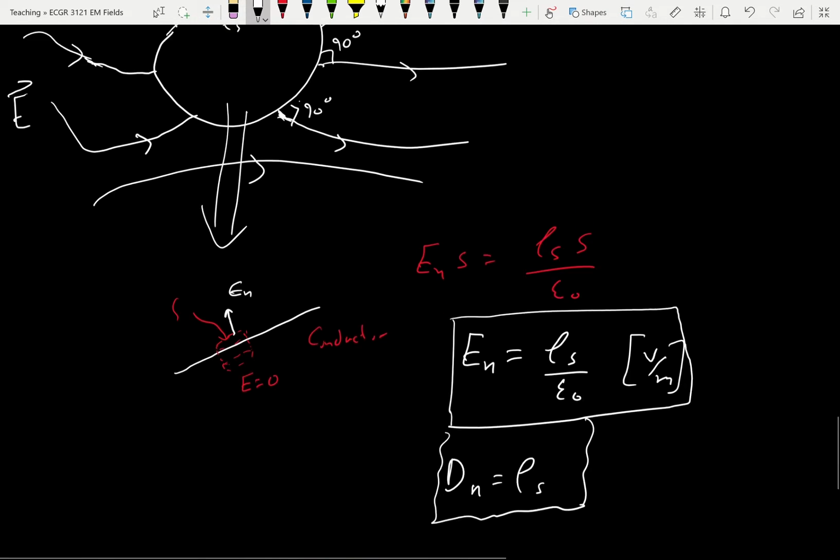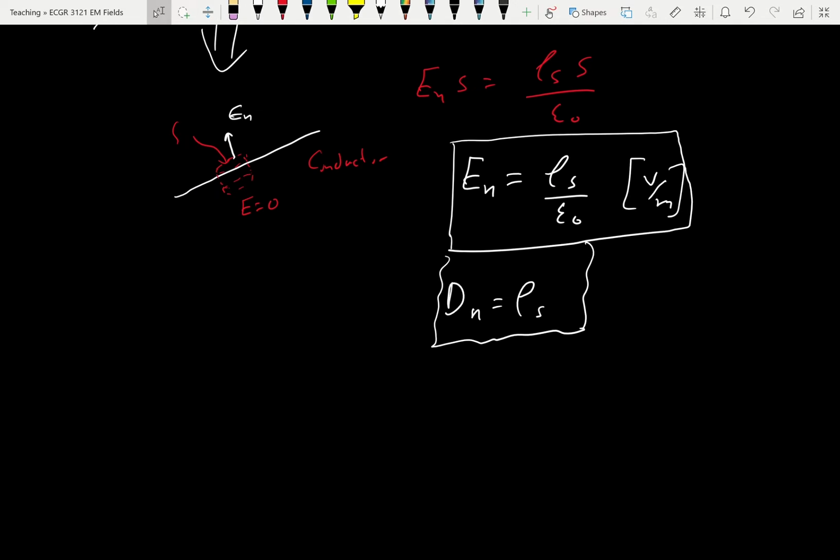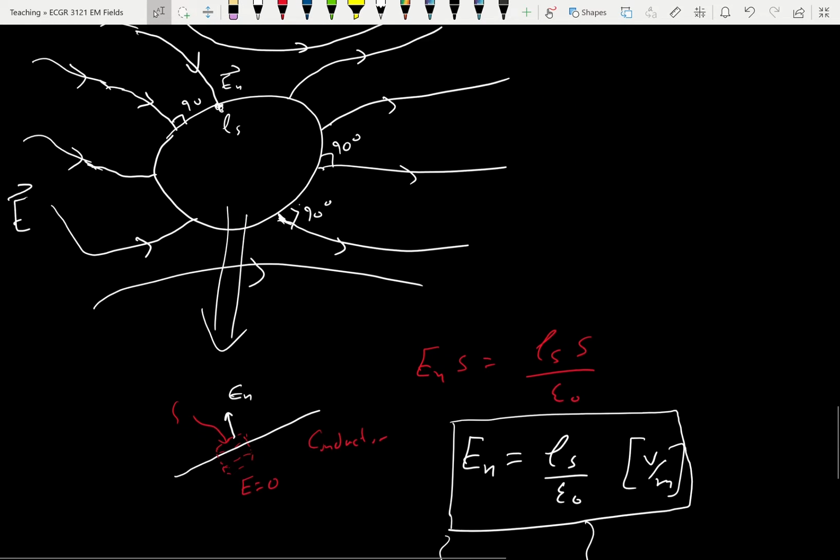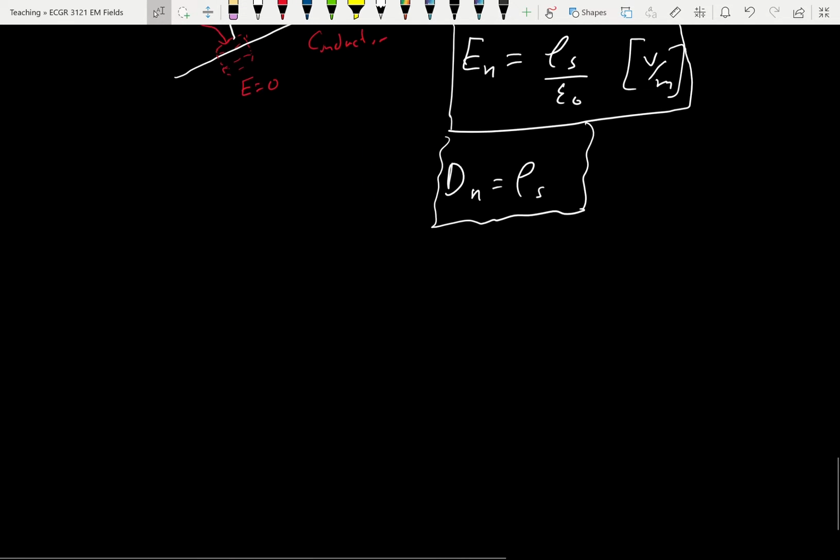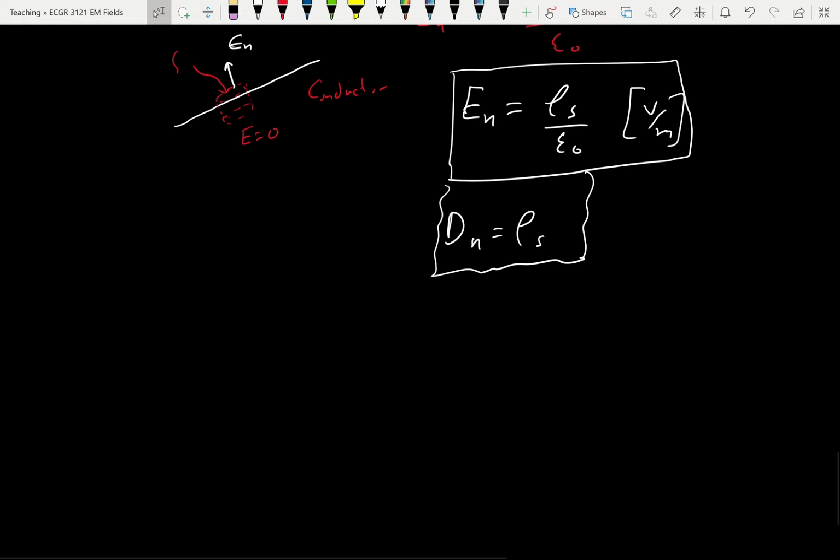All right. So pretty simple stuff up to this point. Conductors have very nice properties. Like if you think about it, that's the point of why conductors are used in transmission lines, right? If you think about it, what's a transmission line?